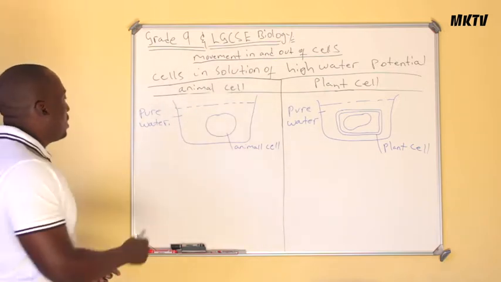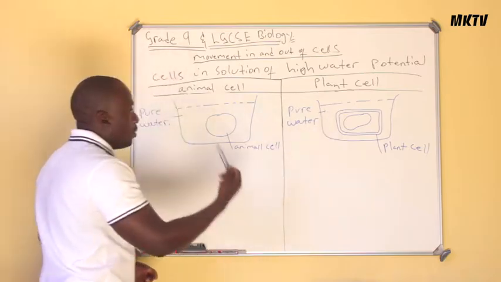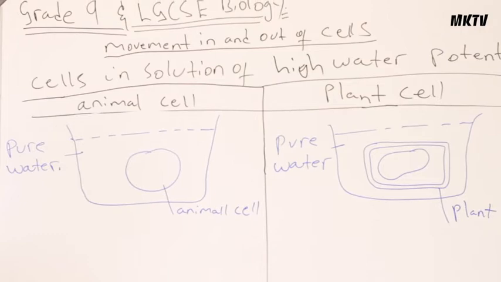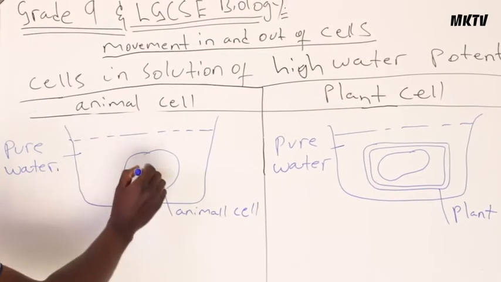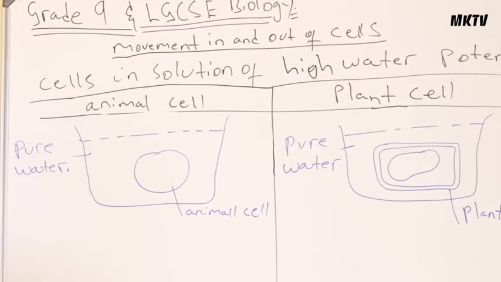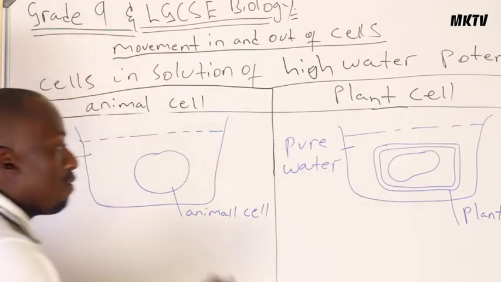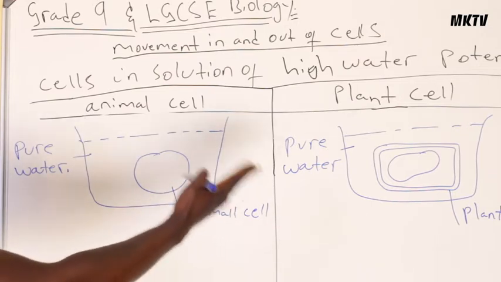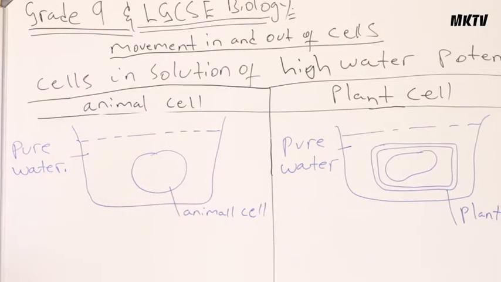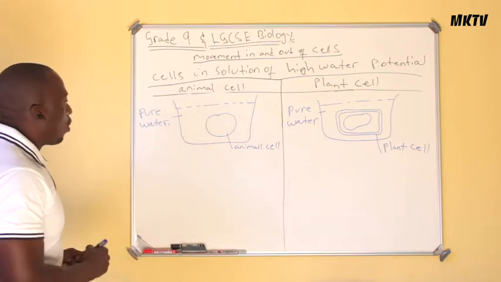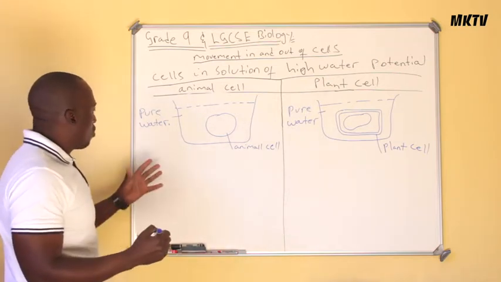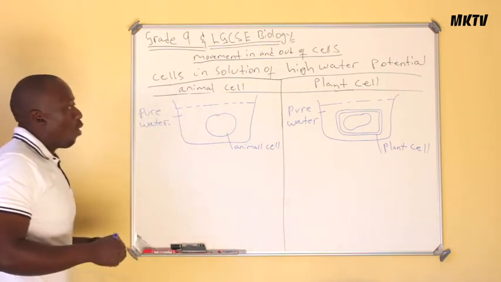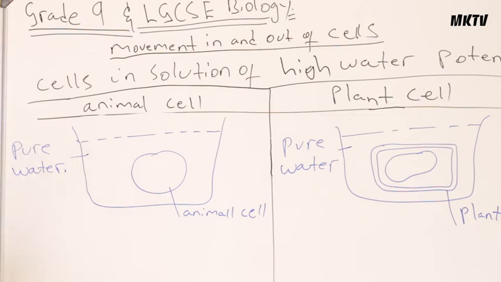So here we have got pure water. This means the water potential in pure water is higher than the concentration of water inside the cell contents, which means that both animal and plant cells contain the mineral salts. So now, osmosis is going to take place here. Water is going to move from a region of high water concentration to a region of low water concentration, or low water potential.